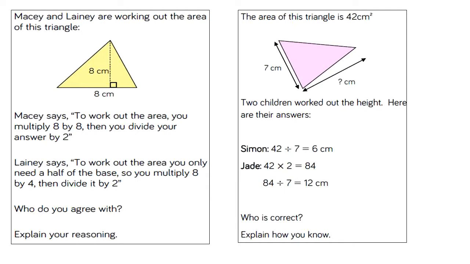With the other one, the area of the triangle was given, on the right-hand side, the pink triangle. You were given the area of that triangle as 42 centimetres squared, and you were given just one measurement there of 7 centimetres. So two children again worked out the height here. They were given the area and they were asked to work out the height of the triangle. And Simon and Jade gave you their answers and you were asked who was correct and to explain how you know. Okay, so I will show you how you should have answered those now.